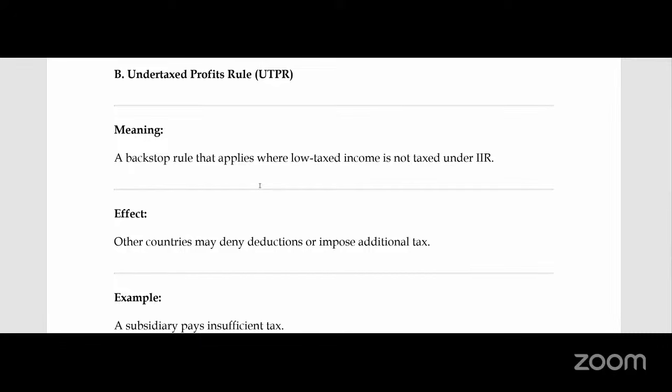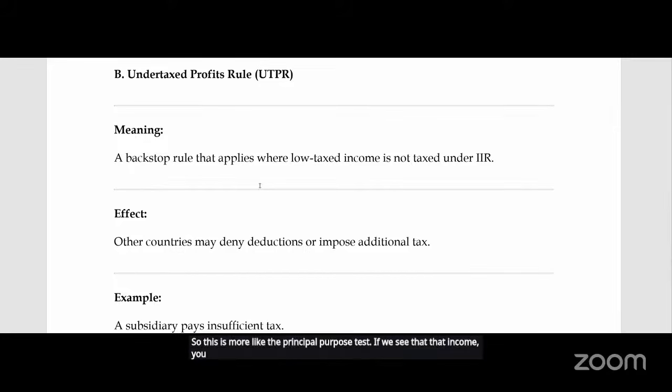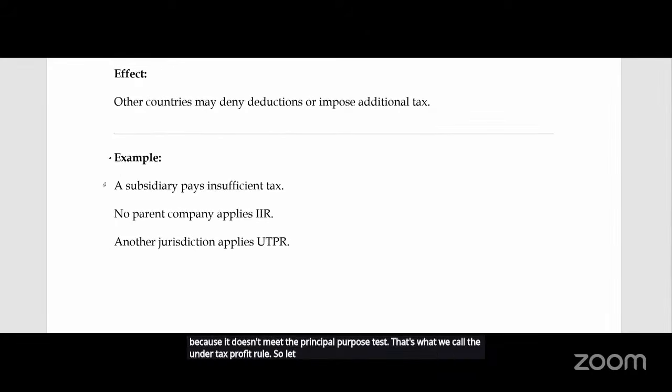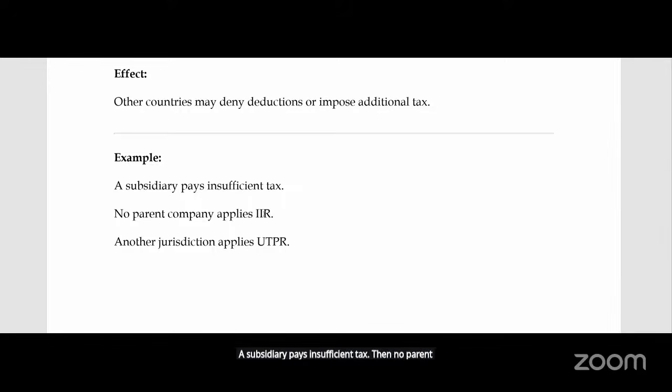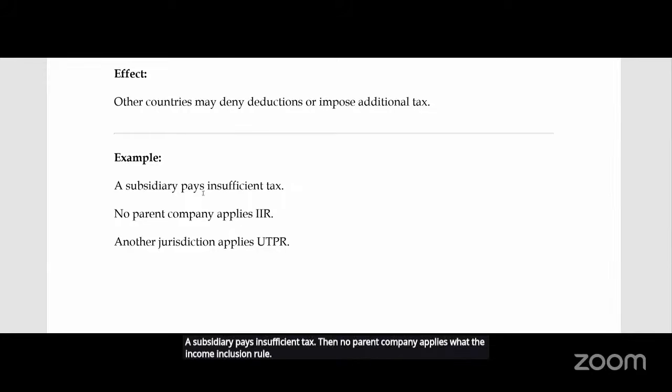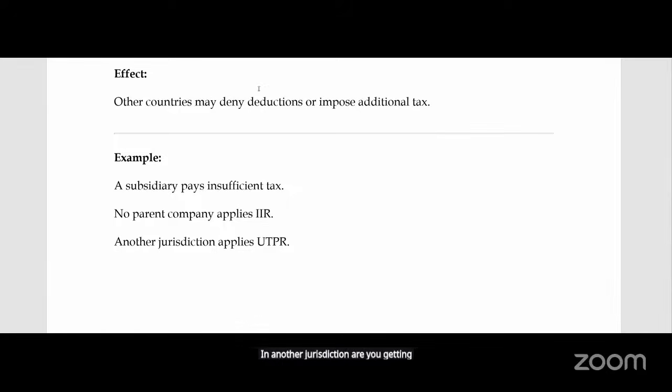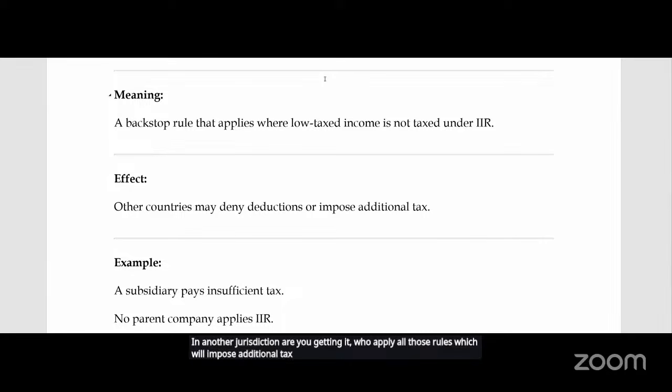So this is more like the principal purpose test. If we see that you try to maneuver your way around it to save taxes, we will deny you because it doesn't meet the principal purpose test. That's what we call the under tax profit rule. So let's say that a subsidiary pays insufficient tax, then the parent company applies what? The income inclusion rule. And another jurisdiction, are you getting it? We apply all those rules, which will impose additional tax. Do you understand? Do you get what I mean?